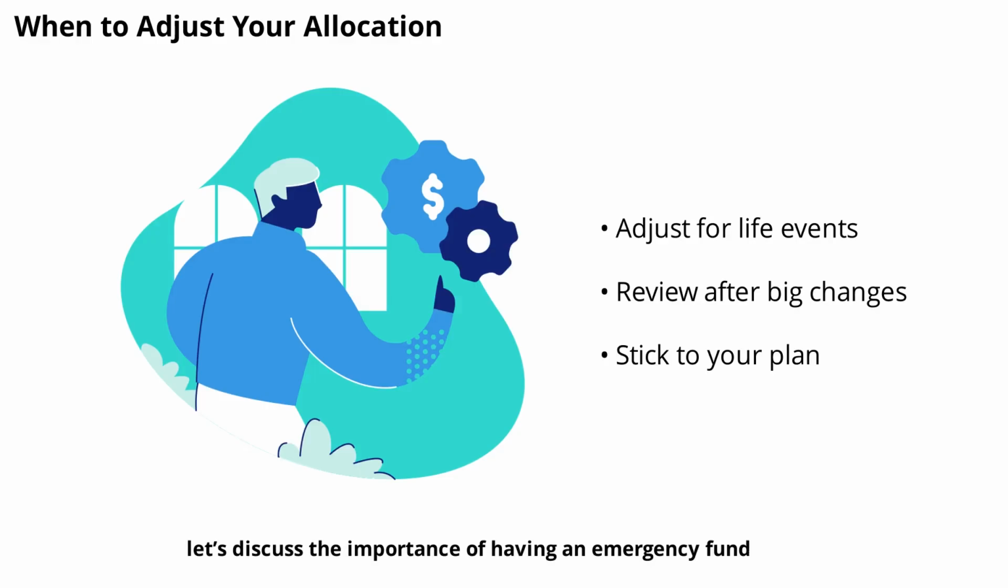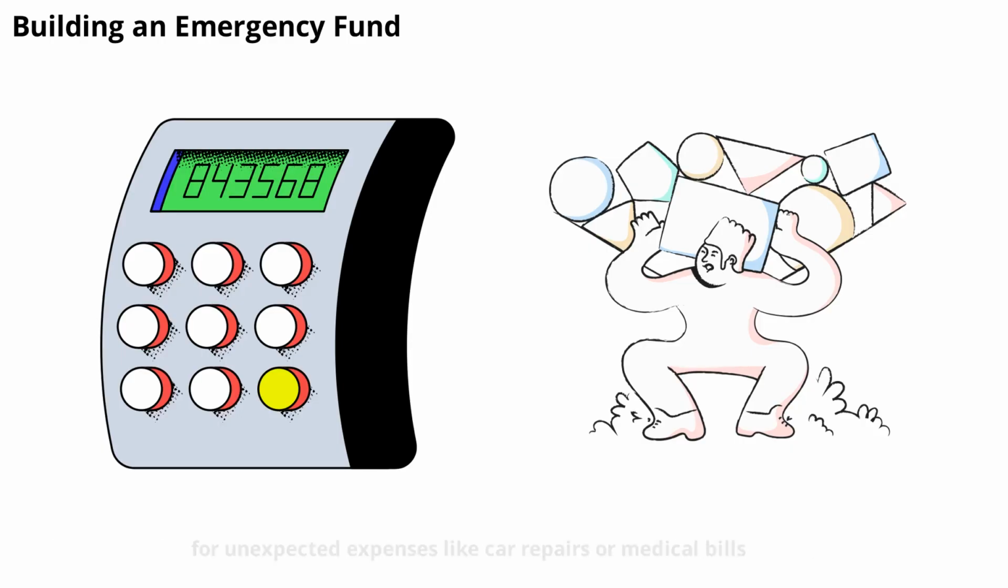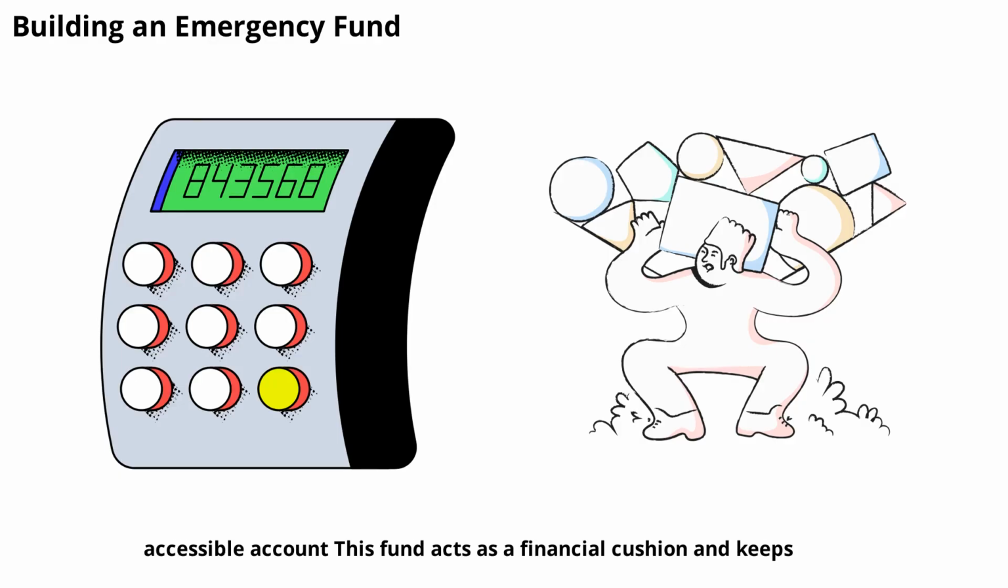Next, let's discuss the importance of having an emergency fund. Before you invest too much, make sure you have an emergency fund, money set aside for unexpected expenses like car repairs or medical bills. Aim for 3 to 6 months worth of living expenses in a safe, accessible account. This fund acts as a financial cushion and keeps you from having to sell investments at a bad time. Once your emergency fund is in place, you can invest with more confidence.